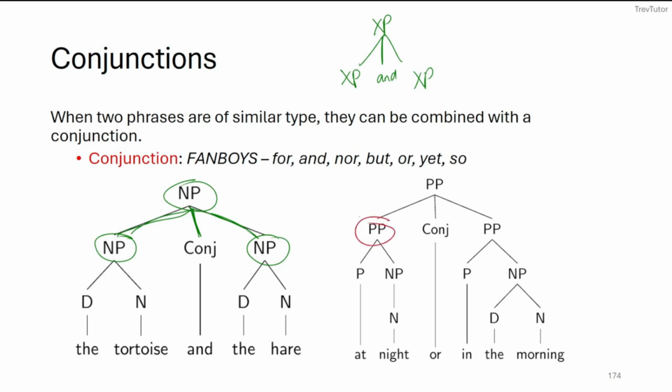So another example would be "at night" or "in the morning." At night is a prepositional phrase. In the morning is a prepositional phrase. So we can join them together with a conjunction to get a bigger prepositional phrase. Now the conjunctions that we have are also known as the FANBOYS acronym. So for, and, nor, but, or, yet, so. It's not a bad idea to memorize these. There are other types of conjunctions that are similar as well. So words like although, for example, which has a meaning that is very similar to "and."